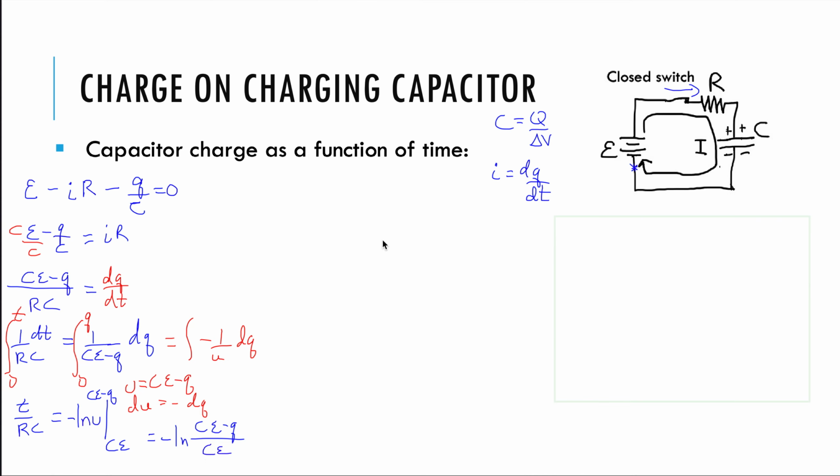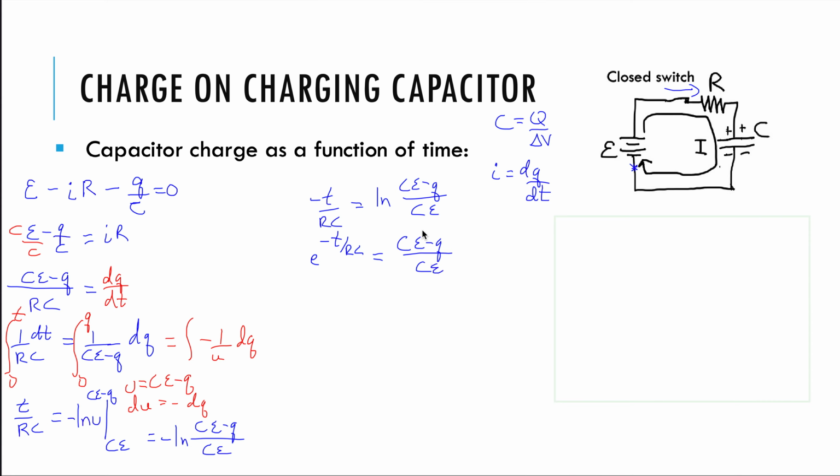So now let's move over here and simplify this. We're going to go ahead and move the negative to the other side. So we're going to get negative t over RC equals log of CE minus q over CE. We can go ahead and take the exponent of both sides to get rid of the logarithm. So e to the negative t over RC equals CE minus q over CE.